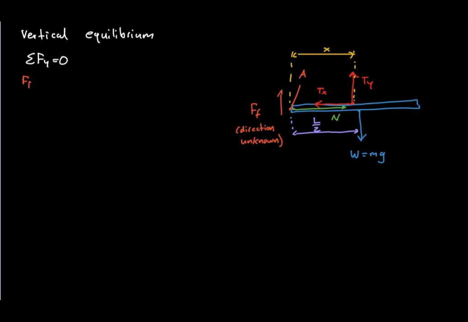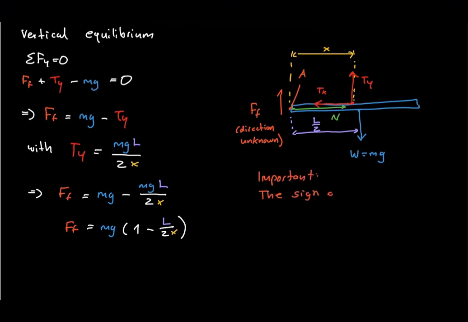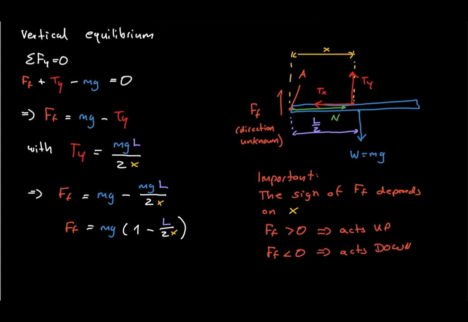Now apply vertical equilibrium. The friction force plus the vertical cable component must balance the weight. Solving for friction gives the weight multiplied by 1 minus the bar length divided by 2x. This equation reveals something important. Depending on the value of x, the friction force can be positive or negative. In other words, friction can act either upward or downward.